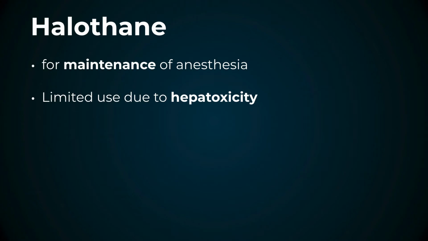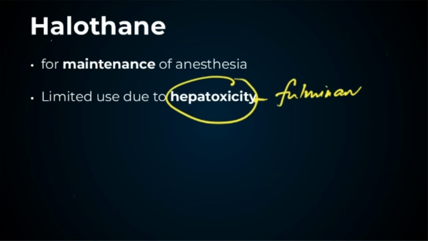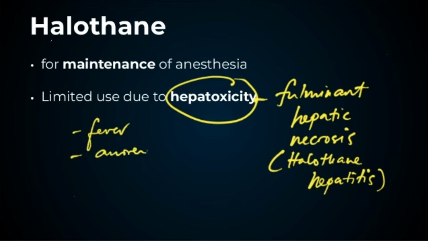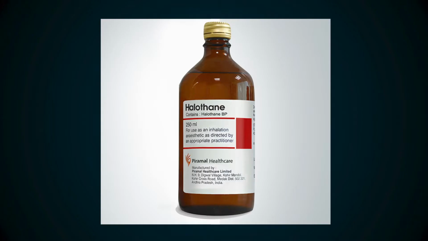We also have halothane. Halothane is used for maintenance anesthesia. However, halothane causes hepatotoxicity. That's why its use is limited. It can produce fulminant hepatic necrosis or halothane hepatitis in patients given this drug. Halothane hepatitis causes fever, anorexia, nausea, vomiting, and has a fatality rate of 50% a few to several hours after use of halothane. So this is halothane. It is also in liquid form and given through inhalation.